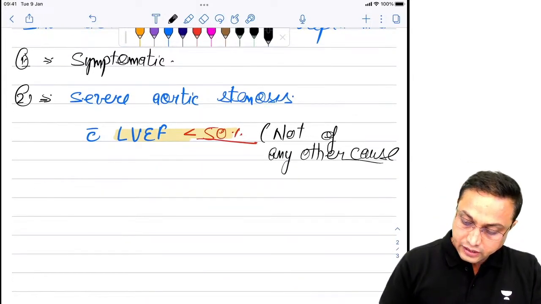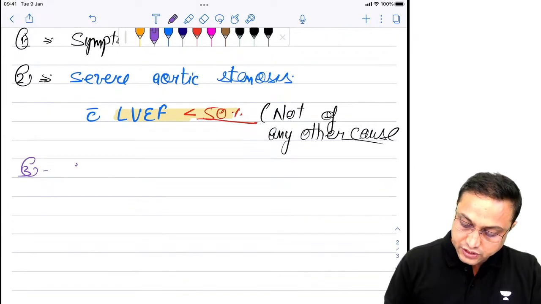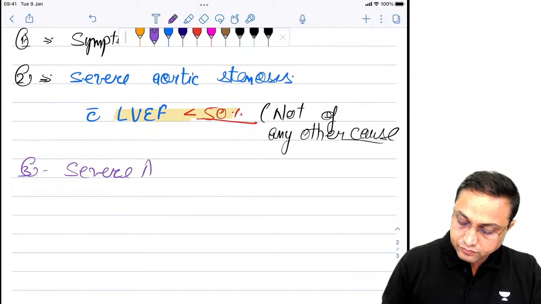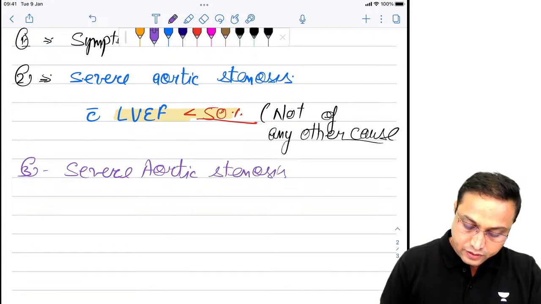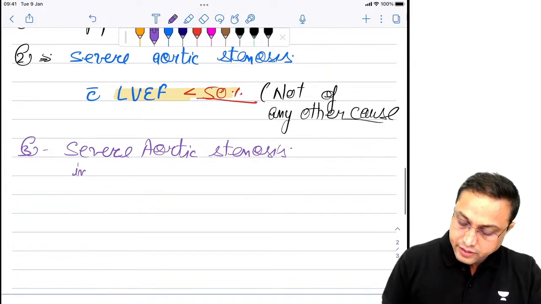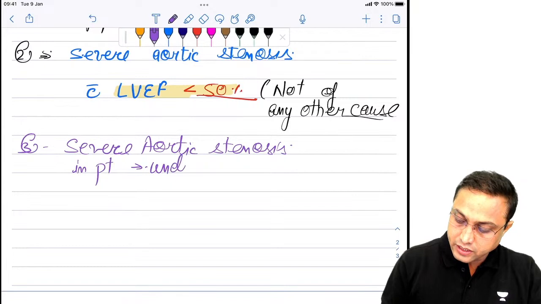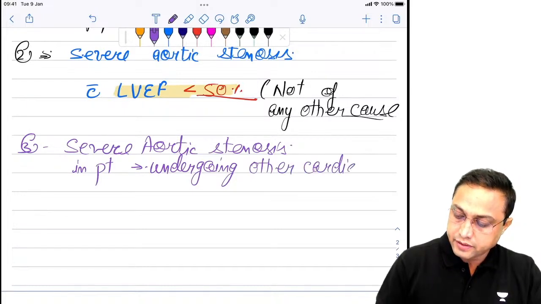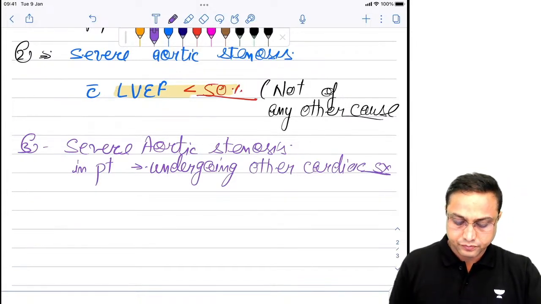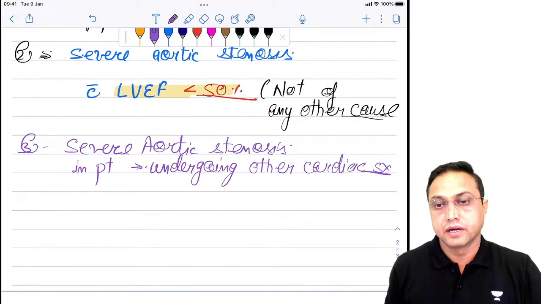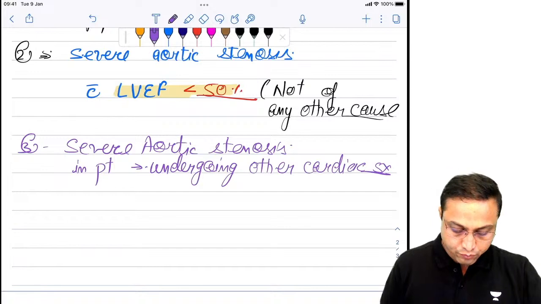And the third indication is this: the patient has severe aortic stenosis and the patient is undergoing other cardiac surgery, right? So guys, undergoing any other cardiac procedure. Rohit, I agree with your point. Okay.